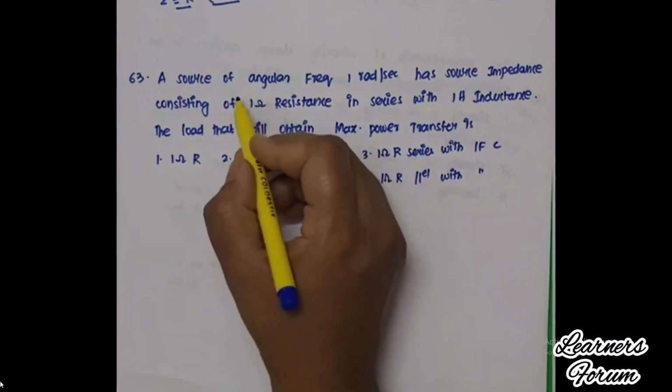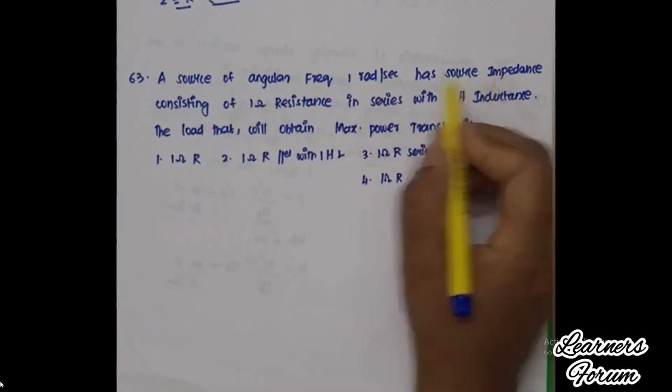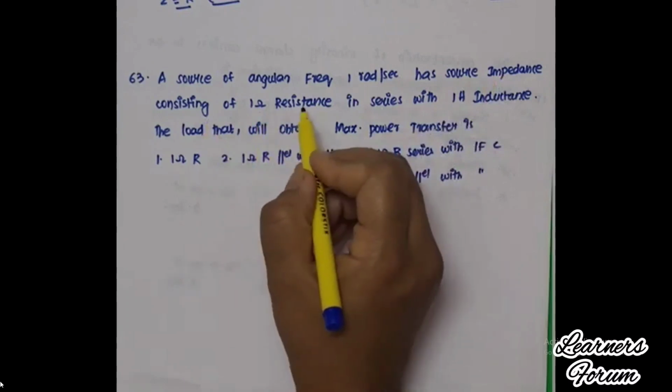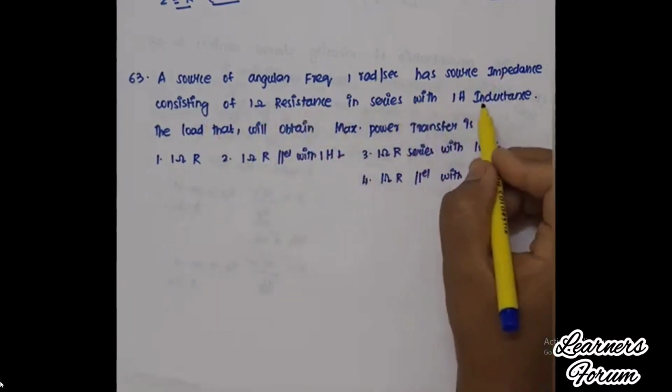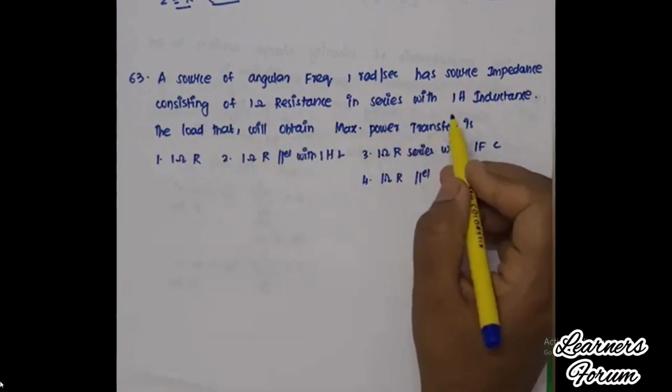Next question. A source of angular frequency 1 radian per second has a source impedance consisting of a 1 ohm resistor in series with a 1 Henry inductance. The load that will obtain maximum power transfer is.